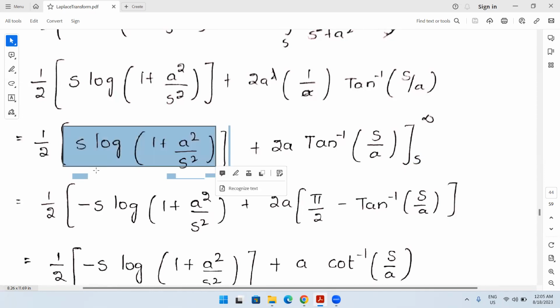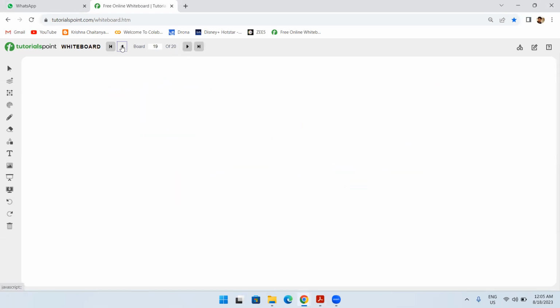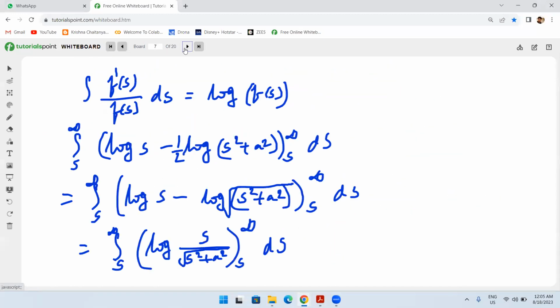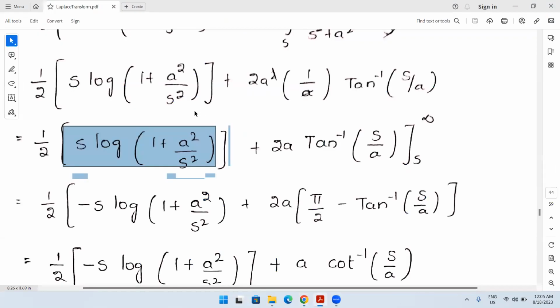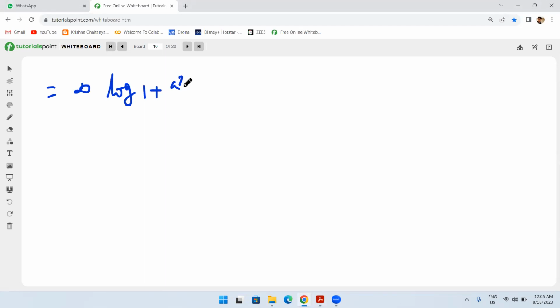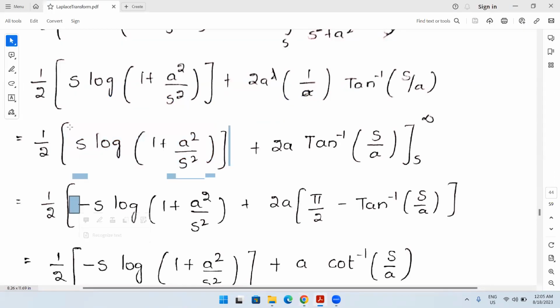S into log. So here I'll explain. In the place of s, if we substitute infinity into log, in second, 1 plus a square by s square, that is 1 plus a square by infinity. What is a square by infinity? Something by infinity is 0. Infinity into log 1, 1 plus 0, so 1. Log 1 is 0. Infinity into 0 is 0. So the first term is 0. Minus lower limit as it is, we get s into log 1 plus a square by s square as it is.